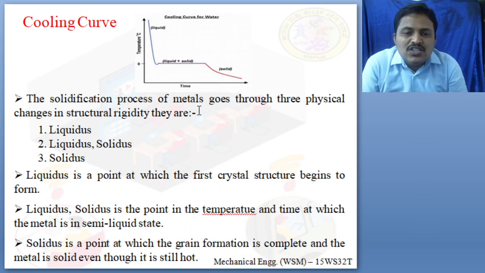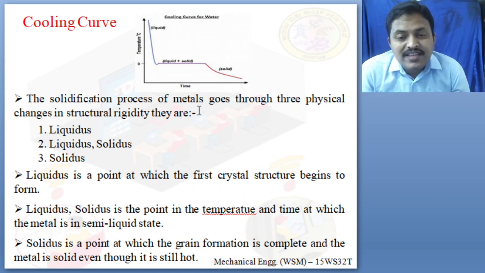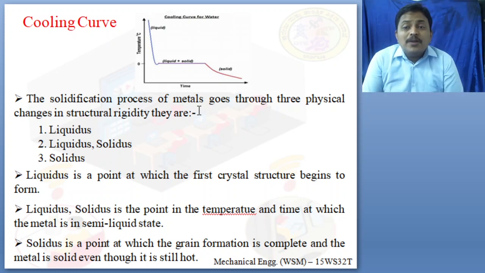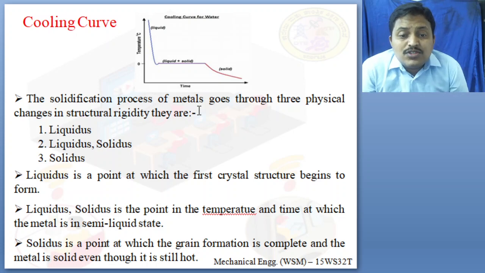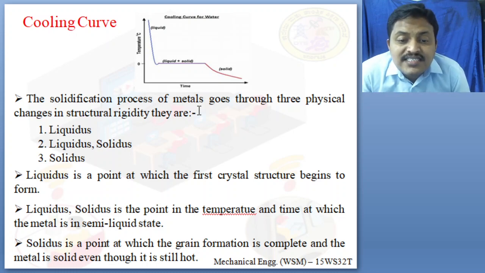Let us see what a cooling curve is. What I am explaining here is, as I said, any metal in a liquid state has to be converted to a solid state, which means a cooling process takes place. While cooling, there are three physical changes we observe in a material. The cooling process is known as the solidification process of metal, and it goes through three physical changes in the crystalline structure. First one is liquidus. Second one is liquidus-solidus. Third one is solidus.